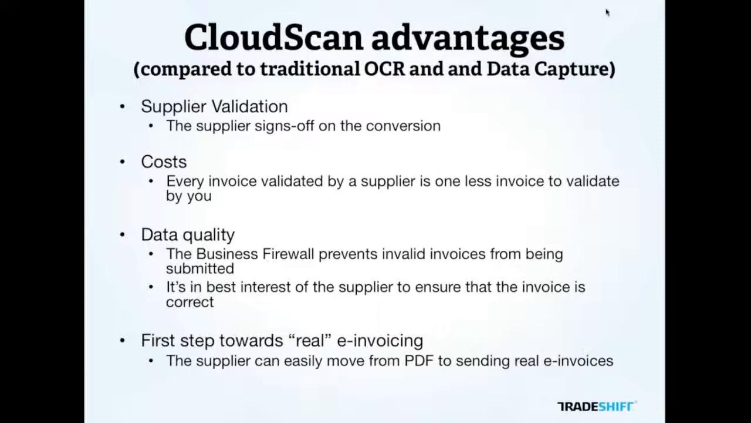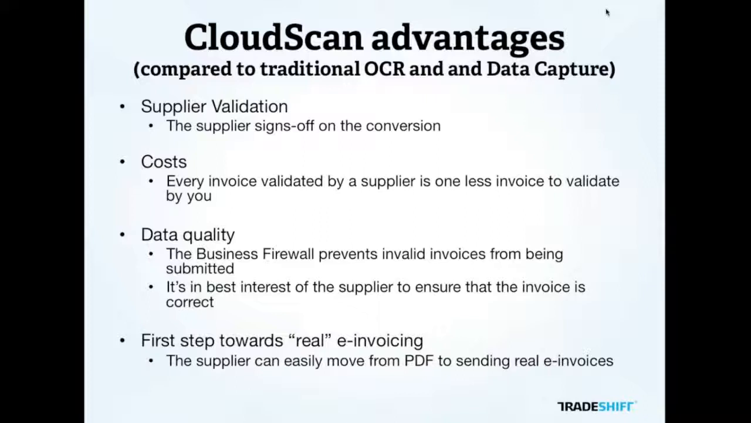And finally, also, of course, the data quality, the business firewall will prevent invalid invoices from being submitted. And that's also in the best interest of the supplier, that it doesn't take 2 to 3 weeks before he will get a response back that, sorry, we could not accept your invoice because of a missing PO number. So it gives some comfort for the supplier that it will actually be paid more promptly.